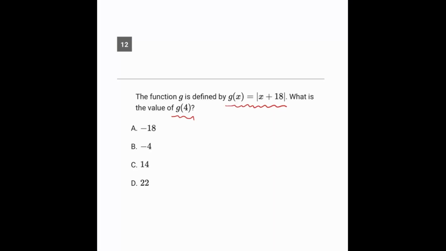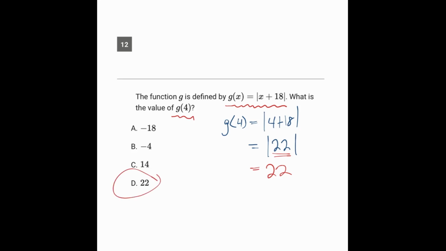So here, it's g of 4. In other words, x is 4. So that's nice and easy. g of 4 is absolute value of 4 plus 18. Now, a lot of times, these absolute value symbols can just be treated like parentheses. So in other words, we want to get the value inside first and then use the absolute value. So at this stage, if we had a negative number, absolute value would make it positive. But it's positive, so we'll just leave it alone. And we have 22 there. And that's answer choice D for number 12.